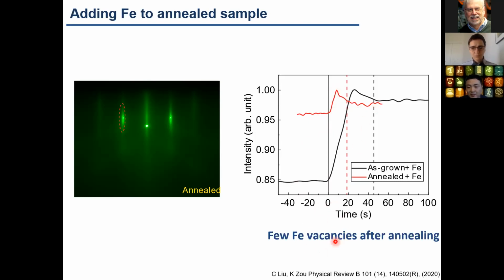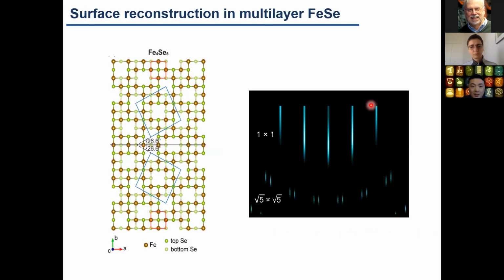So this further proves that an as-grown film basically has 10-12% iron vacancies, but once we anneal the film, the iron vacancies seem to be removed. It's likely because the extra selenium is removed during the high temperature annealing process. And in both cases we can get the superconducting film.